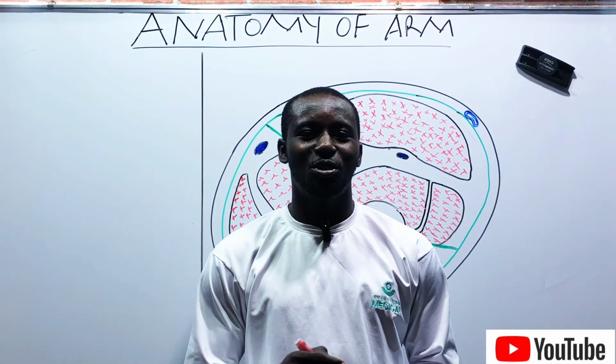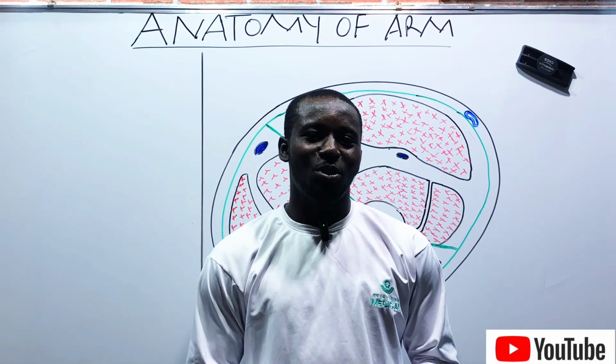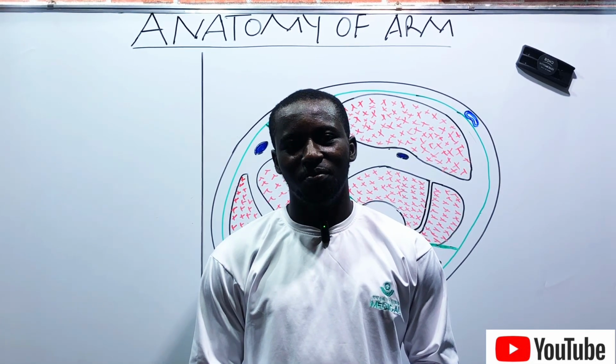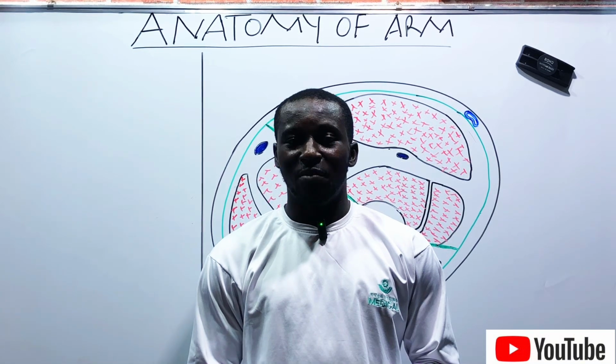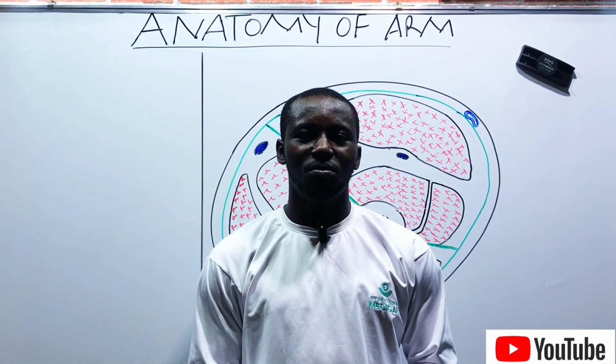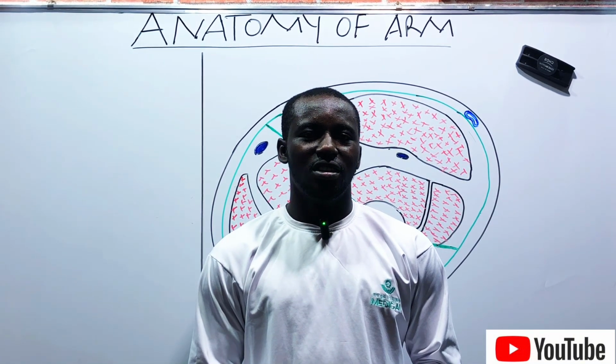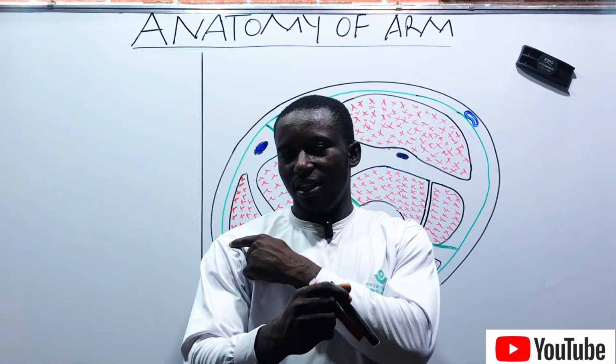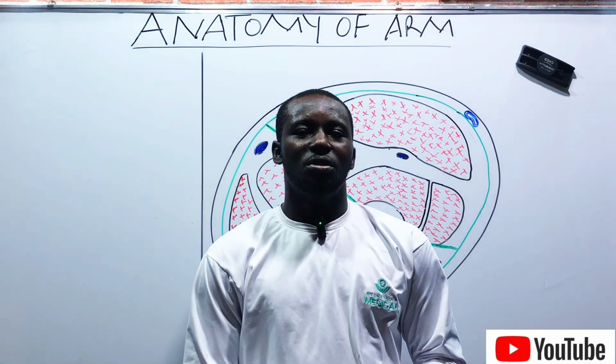On today's video, I'll be treating the anatomy of the arm. The arm is an important region in the upper limb, which is located vertically between the shoulder and the elbow.